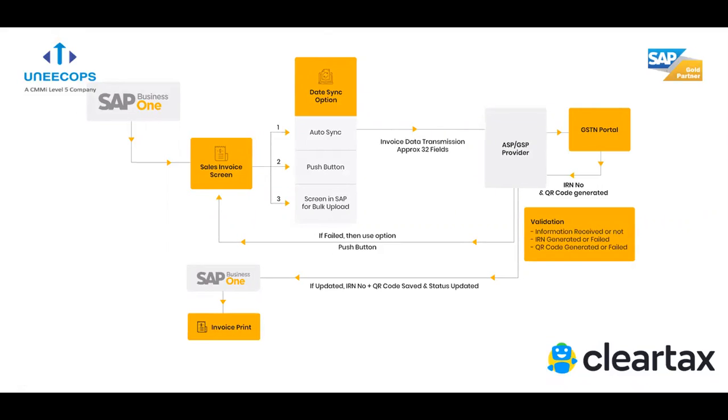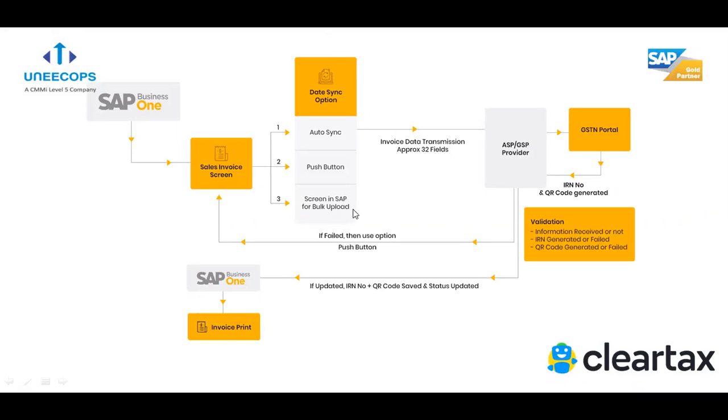Then there is a push button. Once I generate an AR invoice in SAP, you will have a push button through which you can generate the e-invoice having the IRN number and QR code. And then there is the third option, which is the bulk upload, where you can generate the IRN number and QR code for multiple invoices in one go.